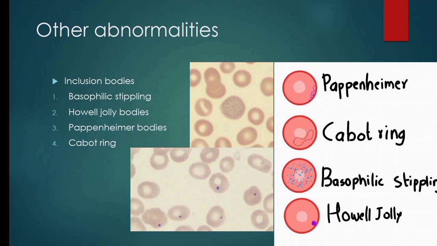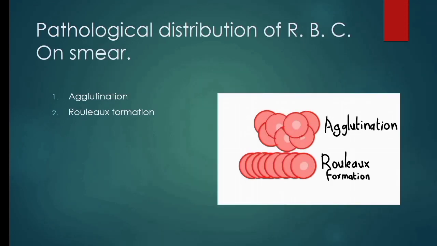Third is Pappenheimer bodies. They appear as purple, blue dots and they stain with the Perls stain. Fourth is Cabot ring. They are thin, thread-like structures arranged in a ring shape or in the shape of a figure of 8 and they are likely remnants from the mitotic spindles. Last variation is pathological distribution of RBC on the smear. First is agglutination and second is rouleau formation.